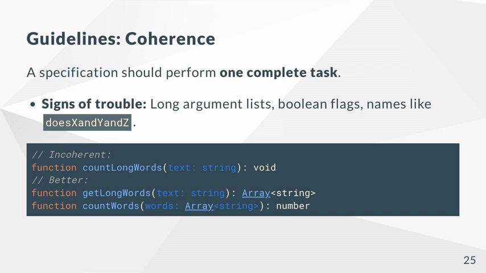When designing specifications, they should be coherent, meaning the function performs exactly one complete task. Signs of trouble are long argument lists, Boolean flags that switch behavior on or off, or names like does X and Y and sometimes W. For example, a function that both counts long words and finds the longest word should be split into two separate simple functions to be easy to understand and ready for change.